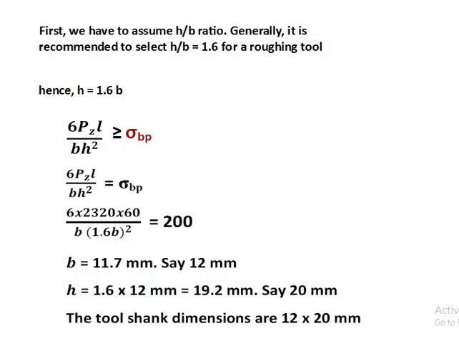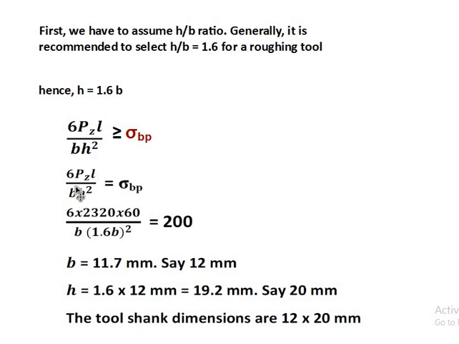First we have to assume the H by B ratio, given it is a rectangular shank. The recommended one is H by B is equal to 1.6 for a roughing tool. That means H is equal to 1.6 times B. Now consider the strength equation. We know that 6PZL divided by BH squared is equal to the bending strength.